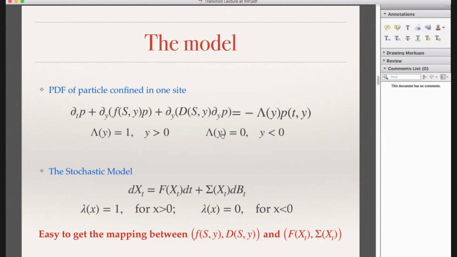If y is larger, meaning away from the center, then the particle has probability to jump out. If it's close to the center, then it will just stay inside the site. This is the meaning of this model. There is also a stochastic version of it. We can just think about x as the position, not the distance.